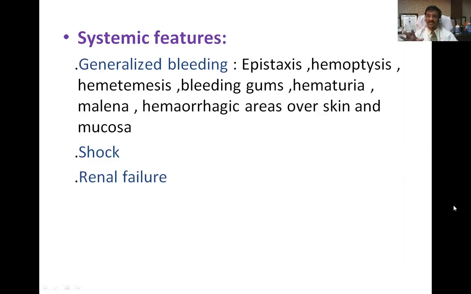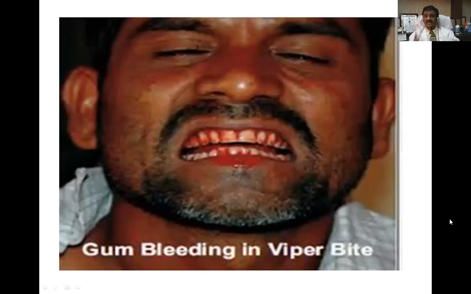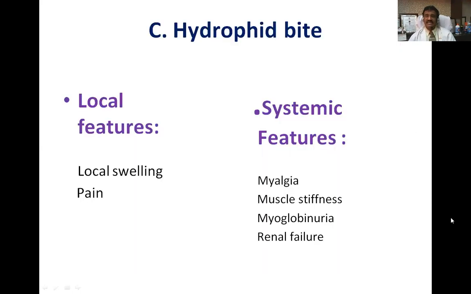So everywhere it happens due to loss of clotting factors in the body, and it leads to hypovolemic shock due to loss of lots of blood, and the patient will enter into renal failure and eventually will die. Here is an example of gum bleeding in viper bite. You can see this image. A person is bleeding from the mouth, and all the gums, you see, are bleeding easily because the blood doesn't clot in case of viper bite.